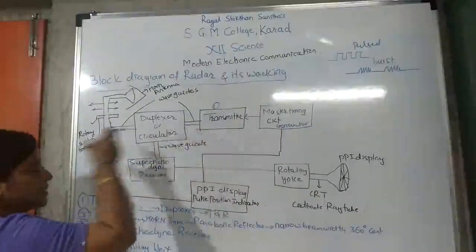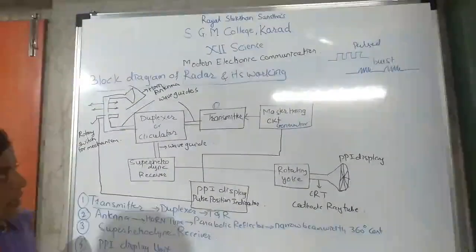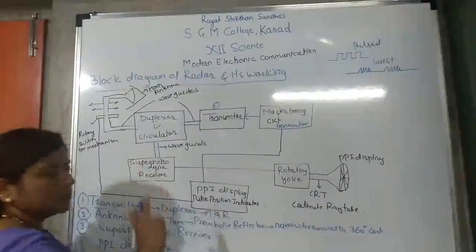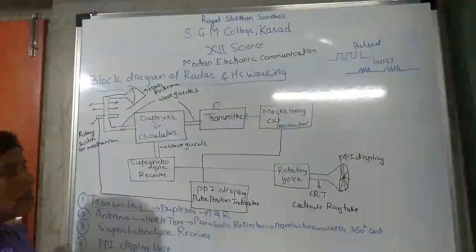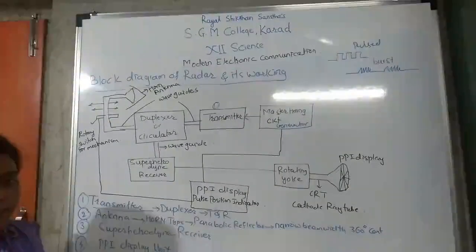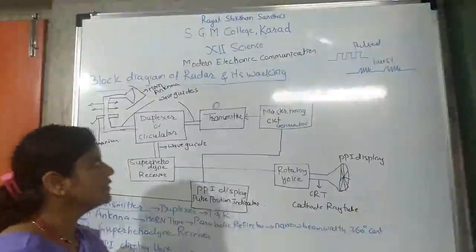What is the function of the transmitter? The transmitter transmits the signal from one point to another. It sends the signal to the duplexer. The duplexer sends the signal to the antenna. Why is it called a duplexer? Because it is having two circuits, a transmitter circuit and a receiver circuit.